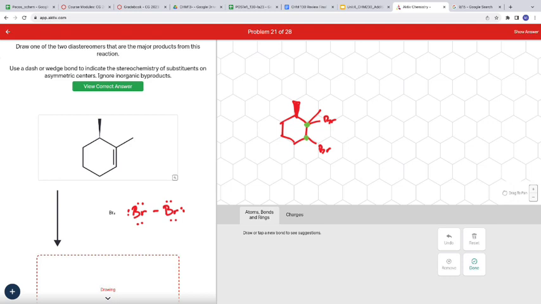Fair point. You just said anti or syn. Which does this reaction do? Anti or syn? Did you memorize that, or are you guessing? Because we're now at 50-50. I did not memorize it.